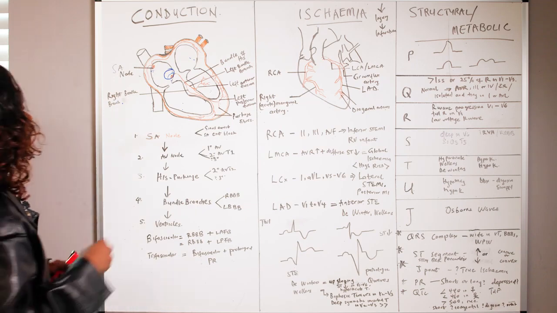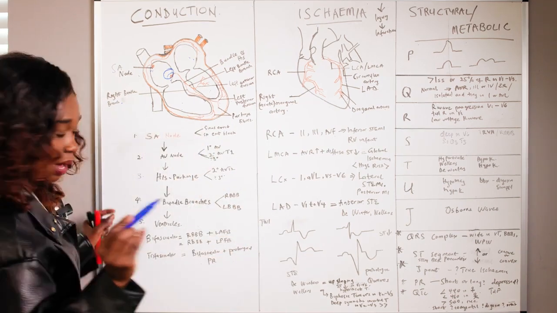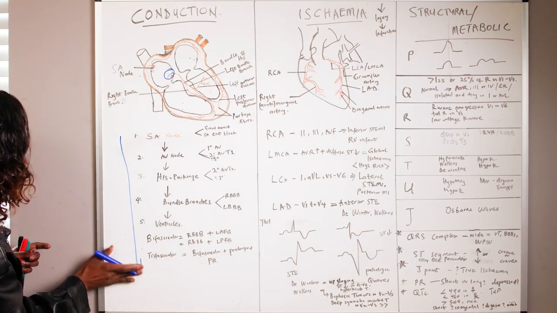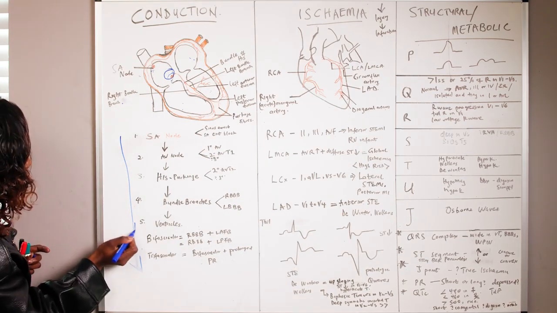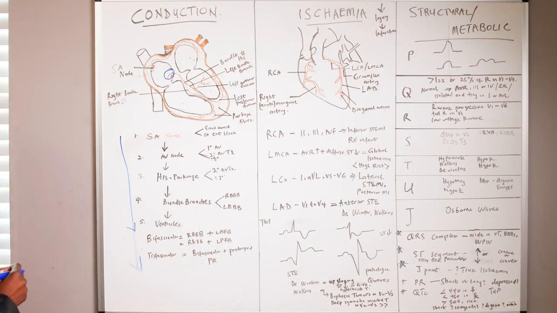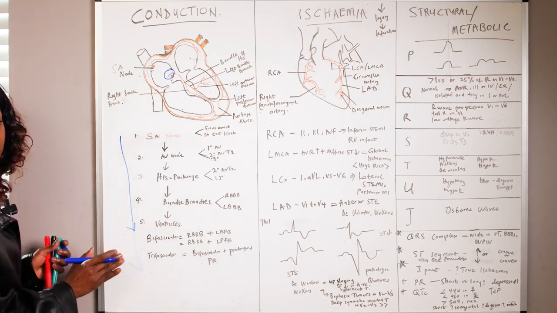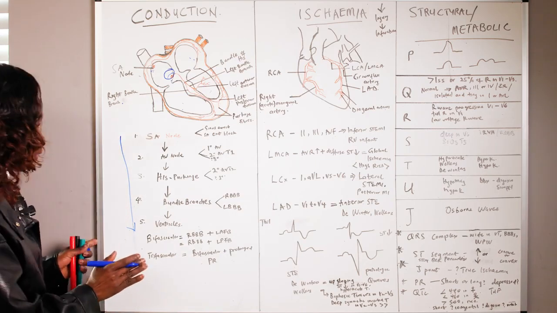So just to summarize that point so far, this is the normal conduction pathway. Well, here. And so, trying to find my ruler. We'll get someone to get that for me. But here, 1 to 5 is how the heart would normally behave.